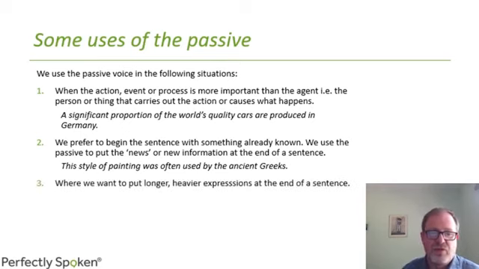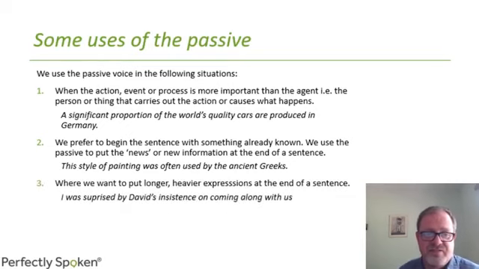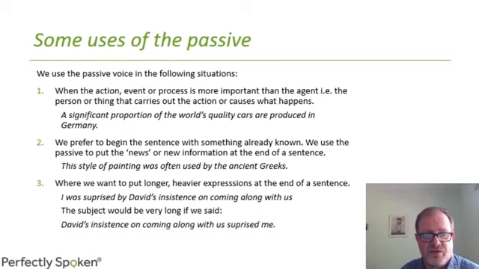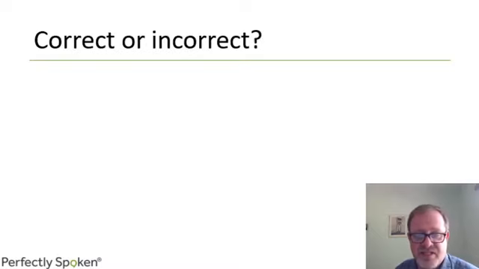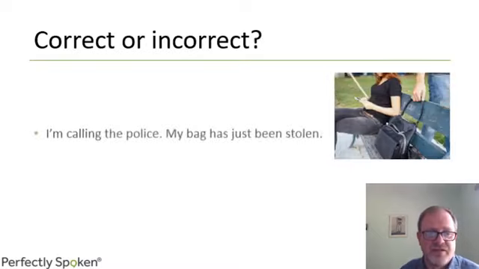Number 3, where we want to put longer or heavier expressions at the end of a sentence. I was surprised by David's insistence on coming along with us. The subject would be very long if we said, David's insistence on coming along with us surprised me. It takes you a long time to get to the actual verb itself. So we might prefer to use a passive structure here. Okay, so we have surprised up near the start of the sentence. I was surprised. Okay, so let's look at some sentences and decide if they're correct or incorrect.